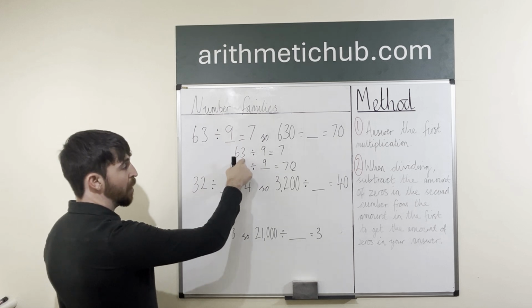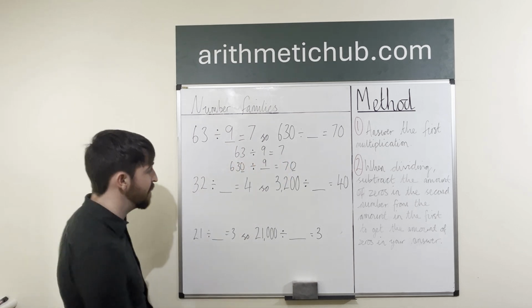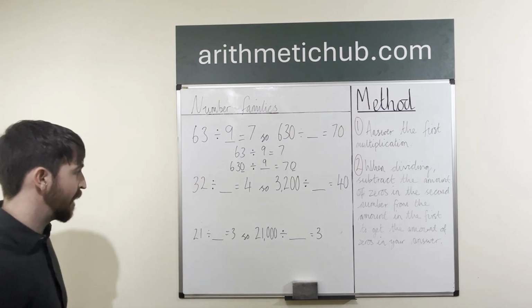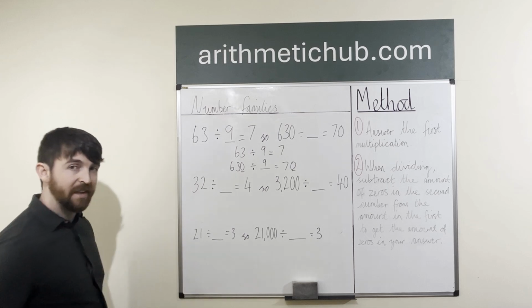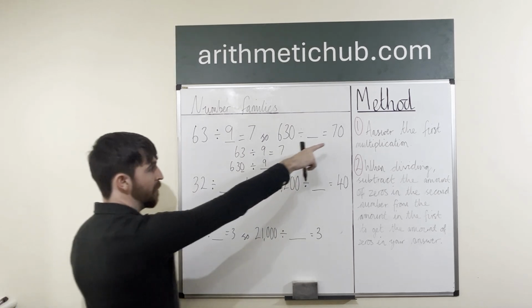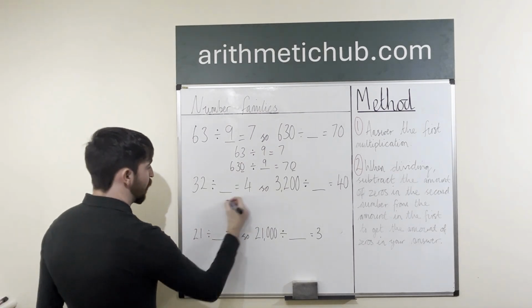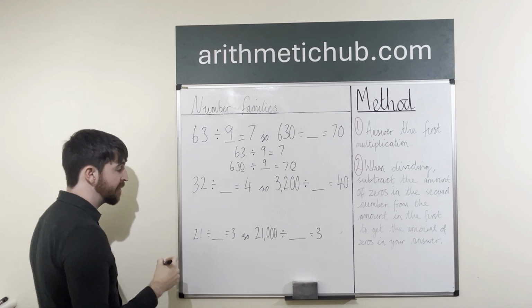Okay, here we had no zeros in the question, no zeros in the answer. Here we've got 1 zero in the question, so we've got 1 zero in the answer. Okay, let's move on to have a little look at this one. First things first, answer the first multiplication. So I've got 32 divided by something is going to give me 4.